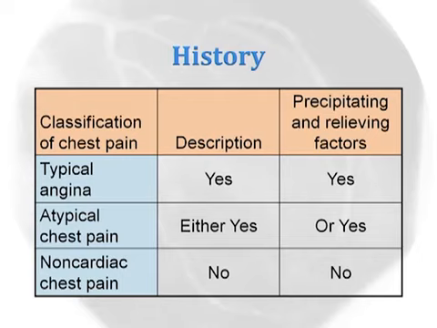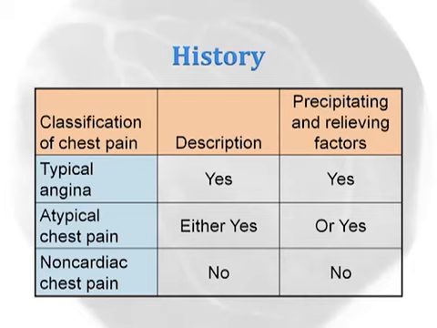So very briefly, I'm going to make sure you understand this. So there's 2 aspects of any discomfort. This is particularly true of someone complaining of chest discomfort. So these are the 3 types of descriptors we give for chest discomfort: typical angina or classical angina, atypical chest pain, non-cardiac chest pain. So you have a description and precipitating relieving factors. So classical angina has both. Atypical chest pain has one or the other, but not both. And non-cardiac pain has neither.